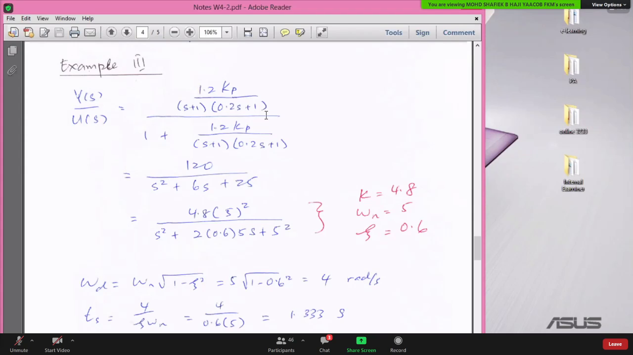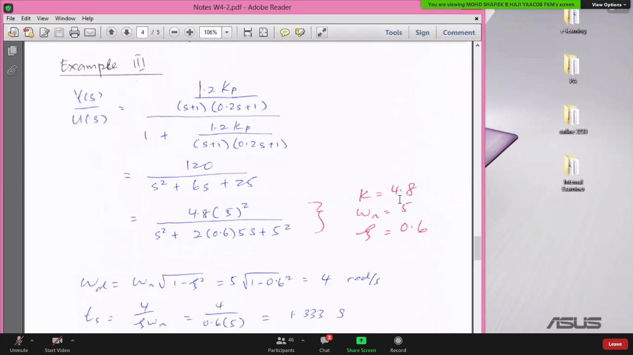So I missed 1 over 6. See, I'm very sharp, I can identify the error here. Once you simplify, this is already correct, and then now put it in the standard format. Then you know that K is equal to 4.8, omega n is equal to 5, and zeta is equal to 0.6. Make sure that you make the correction to your notes, multiply that by 1 over 6. So you need GH there. Once you put it in the standard format, then everything falls into place.